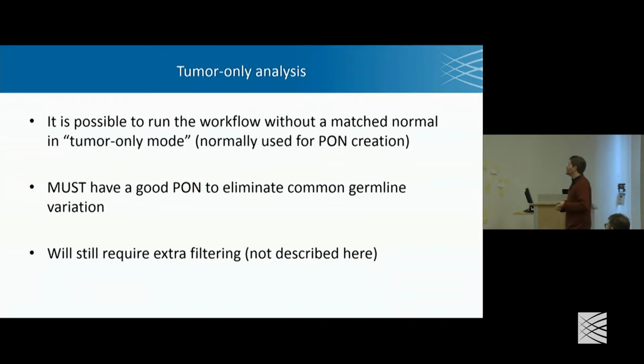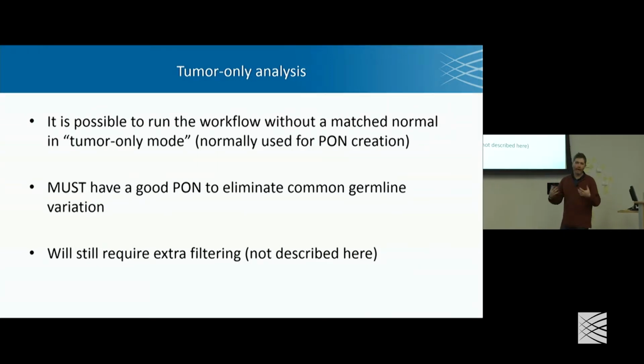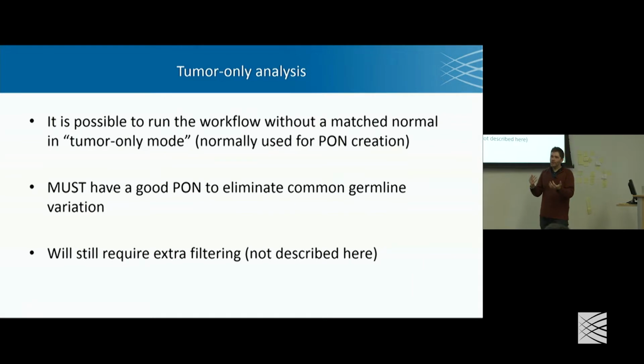So it is possible to run the workflow without a matched normal in tumor-only mode. In fact, we do that when we create panels of normals. For those of you who don't know, a panel of normals is where we essentially call a bunch of normals as if they were tumors in tumor-only mode, and that gives us an idea of germline variants and noise that the sequencer likes to make in certain regions of the genome. Then we boil that down, and we say, okay, this is a panel of normals. This is the mutations we would expect to get erroneously.